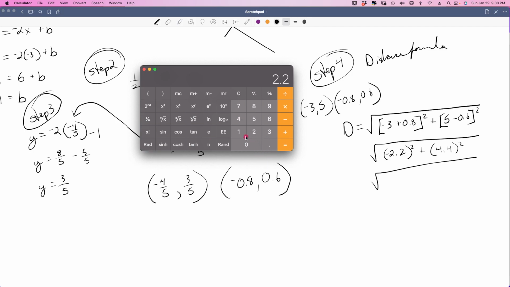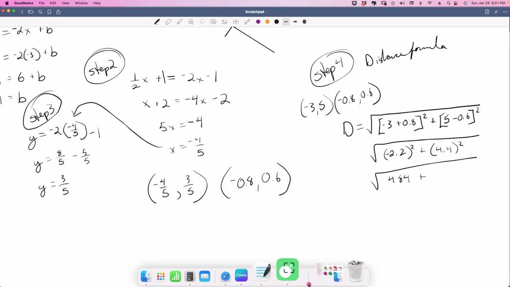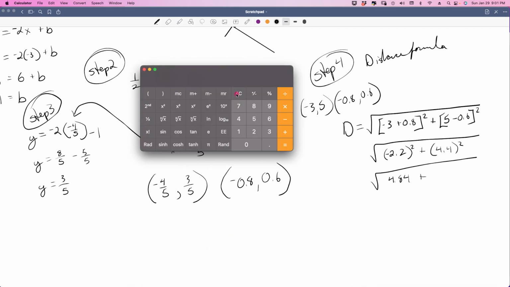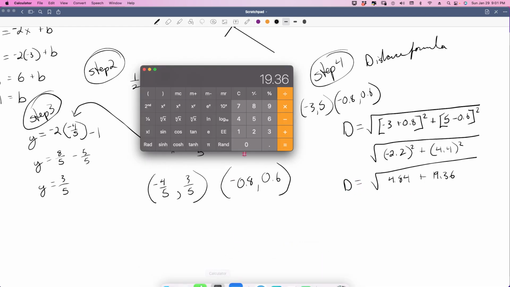So 2.2 squared, and I'm not going to worry about making it negative because negative times negative is positive, right? So that's going to be 4.84. So 4.84 plus, and then we've got 4.4 squared is 19.36. So I'm going to add them together. So 19.36 plus 4.84, and that's 24.2, square root of which is 4.919, and then it drops down to 3, so I'm going to round this to 2 decimals, 4.92.